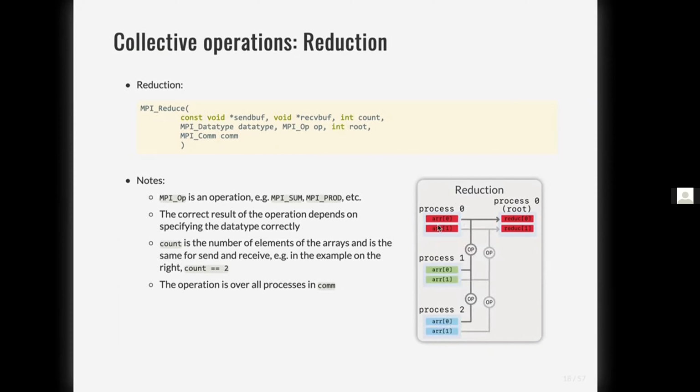So in this case, you have a 2-element array on each process, and you want to end up with a 2-element array on process 0. And for example, you would want the first element of the reduced array on process 0 to be the sum of the first elements of this array on all processes, and the second element to be the sum of the second elements.